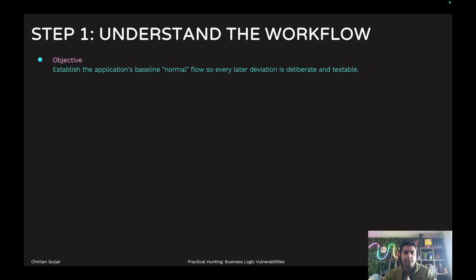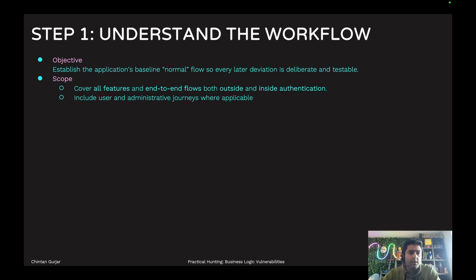So this is the objective: to find a normal workflow. How does the application feature work successfully? That is normal. Now, scope. We'll cover all feature end-to-end flows, outside and inside authentication. Basically, now I'm talking about a larger pen test. If you are having a pen test or, let's say, a bug bounty, then you have to map every single workflow for every application.